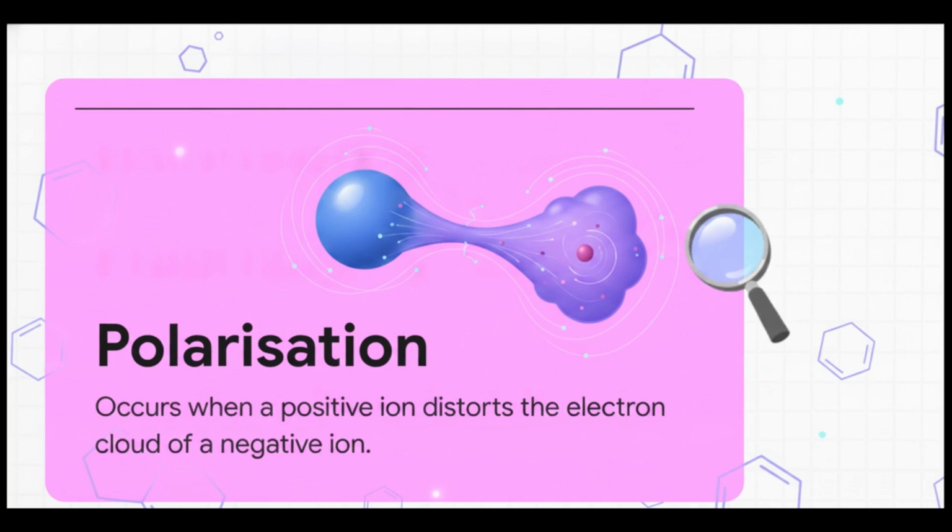That discrepancy is caused by a phenomenon called polarization. Polarization happens when a highly charged positive ion physically pulls on and distorts the electron cloud of a neighboring negative ion. Instead of perfect spheres sitting side by side, the negative cloud gets stretched towards the positive ion. This sharing of electrons actually introduces covalent character right into the ionic bond. And because of this extra sharing, the bond is physically stronger than the pure ionic theory predicts, which makes the experimental lattice energy much more negative than our theoretical calculations.